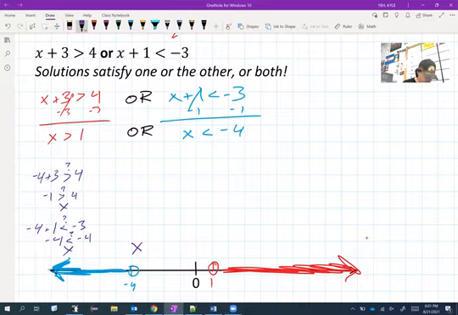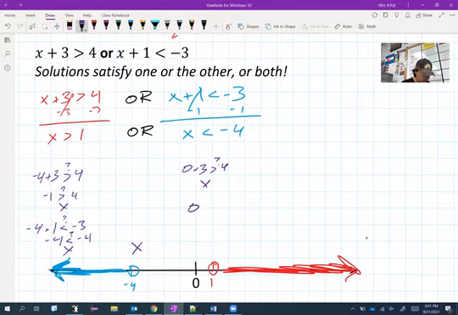So I'll try plugging in 0. 0 is, let's see, 0 plus 3. I'll plug into the red one. Is it greater than 4? And we can see that 3 is not greater than 4, so that doesn't work.